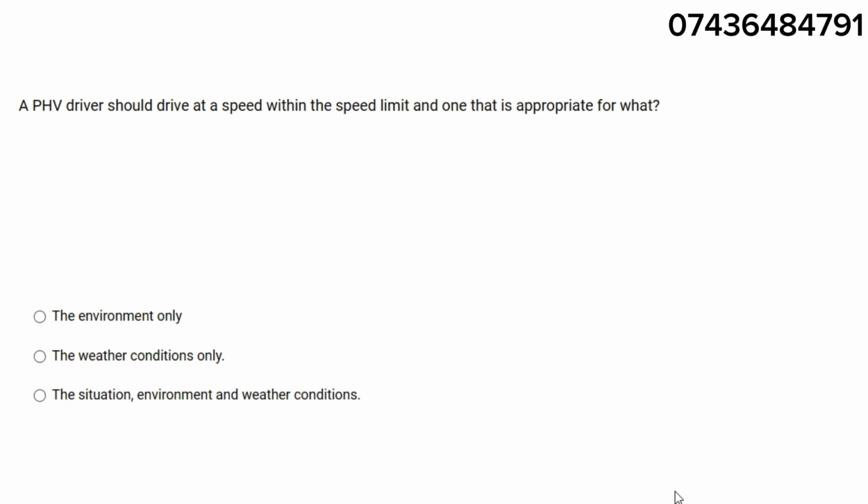And the next question is, a PHV driver should drive at a speed within the speed limit and one that is appropriate for what? This will be the situation, the environment, the weather condition. If you read all of the questions, then you can easily find them, because in some questions you can find the answer using your common sense.